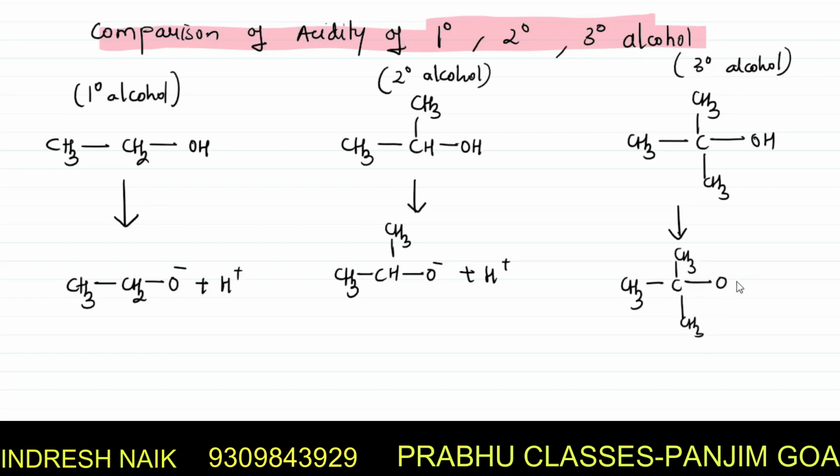It is this oxygen-hydrogen bond which is going to break, right? So in this case, we have to look at the one which is more stable. You're getting an intermediate. This is what you are getting. So in which case is the negative charge more stable, right?